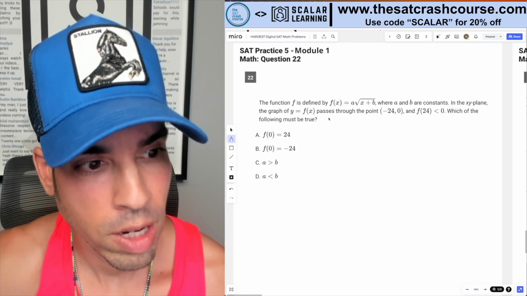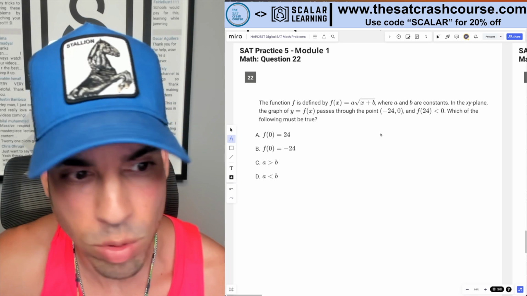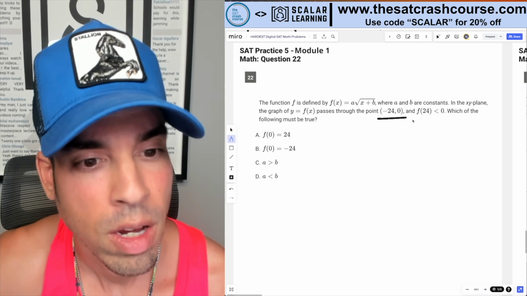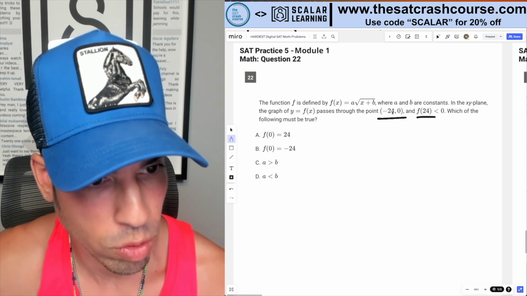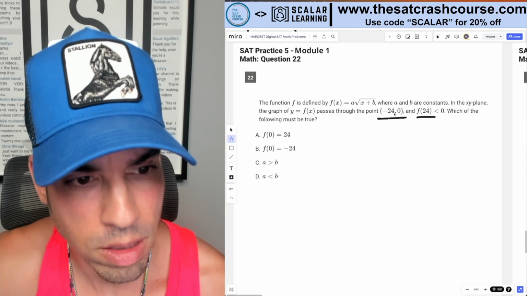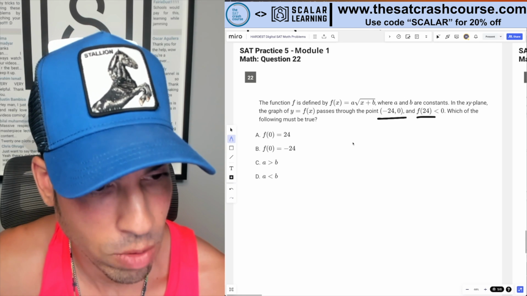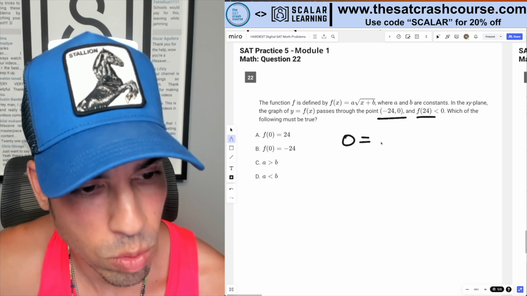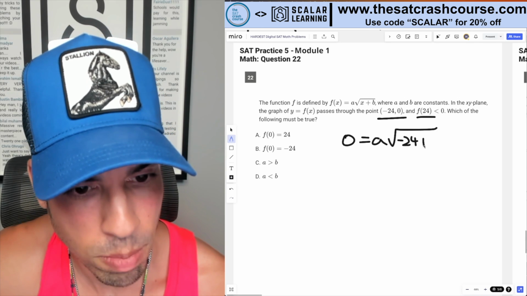Done. The function f is defined by this, where a and b are constants. In the xy plane, the graph of y equals f of x passes through this, and f of 24 is negative. Which of the following must be true? Okay, so first of all, we get this nice coordinate here, so I'm going to plug and chug this in for x, that in for f of x. So 0 equals a times -24 plus b.